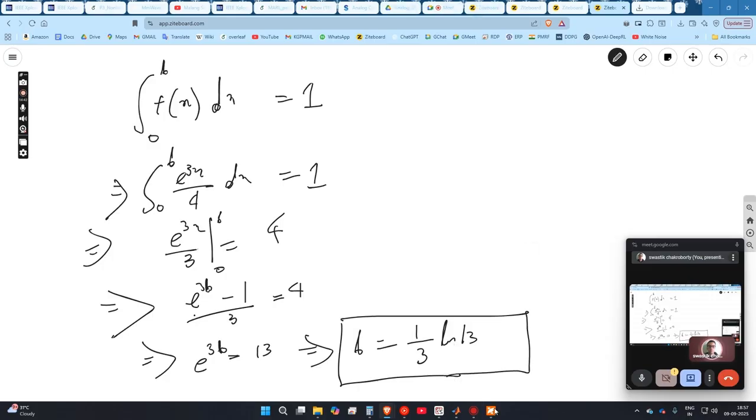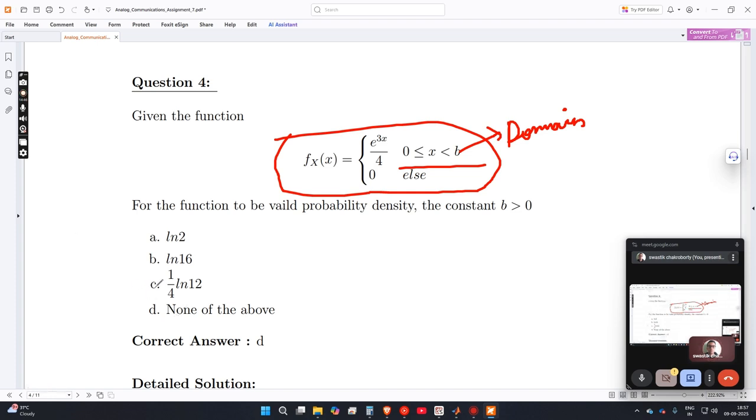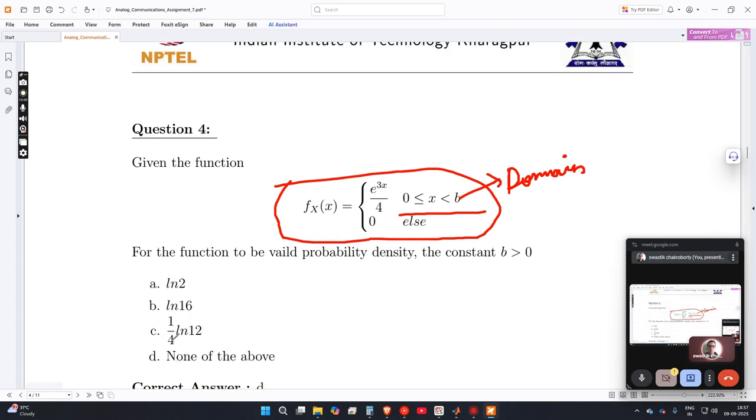So let's see the options. The options are ln 2, ln 16, 1/4 of ln 12, and none of the above. But our answer is ln 13 by 3. So the correct answer is none of the above.